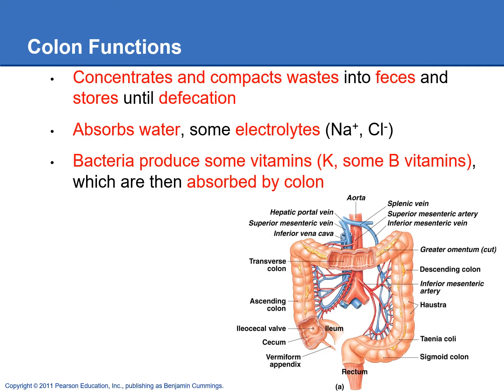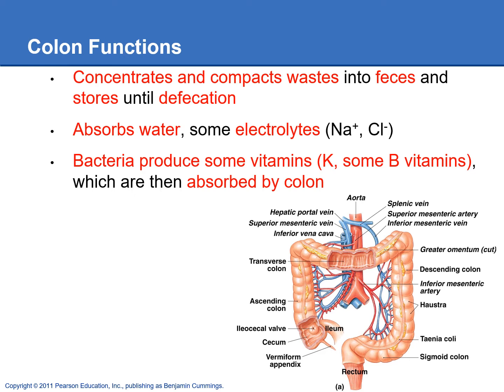The colon will compact the things that were not absorbed in the small intestines and form feces out of it. There is a little bit of absorption of water here in the colon to give the final consistency to the feces, but most of the water absorption is going to occur in the small intestines.